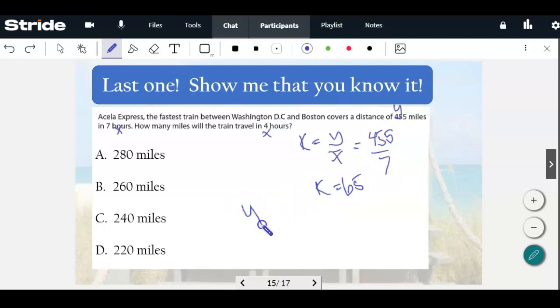And we have our y equals kx. So now we know this time they're giving us 4 hours, which is the x value. So we're trying to figure out what y is. So we're going to do 65 times the 4. So that should be 260. You can use your calculator, but that should be the answer.